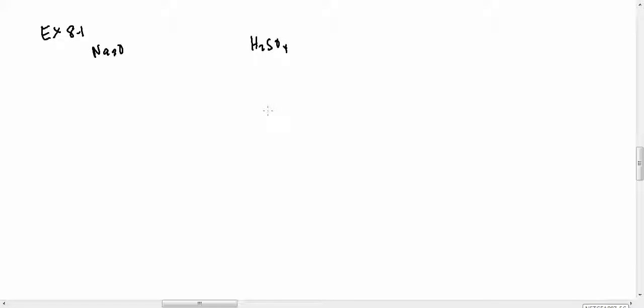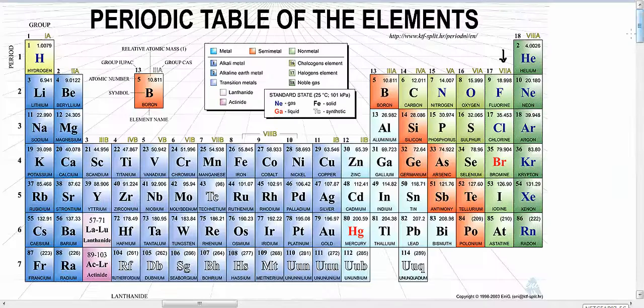Alright, so our goal here is to figure out the oxidation numbers of each of these elements. The first one we have is Na2O. The best way to do this is to take a look at the periodic table. Let's go back to that periodic table.